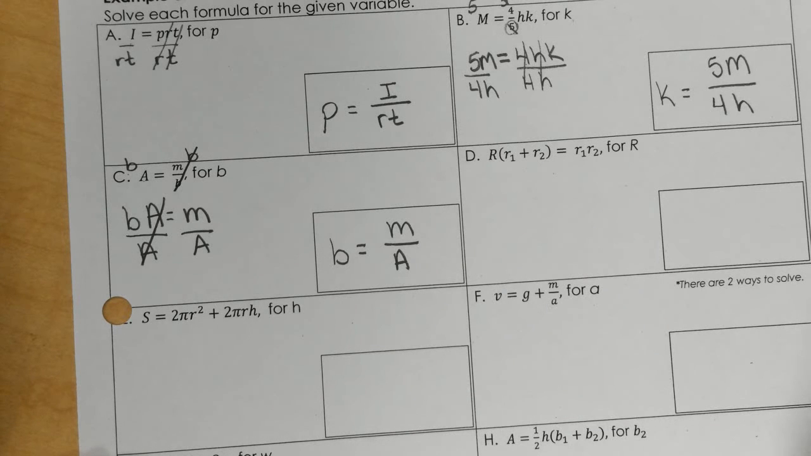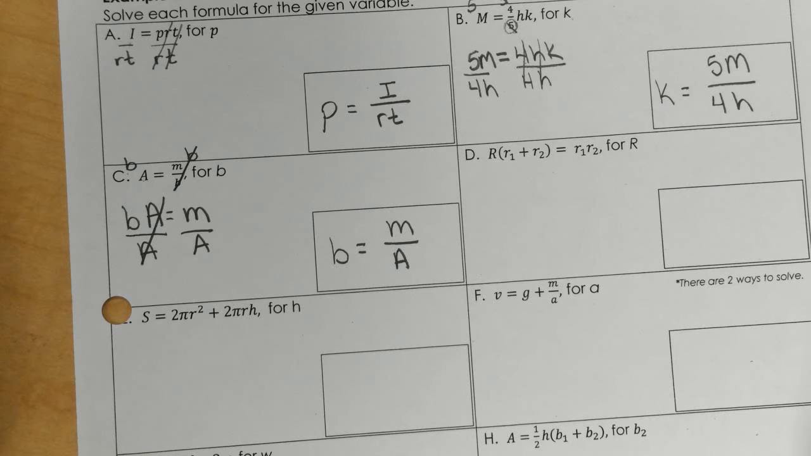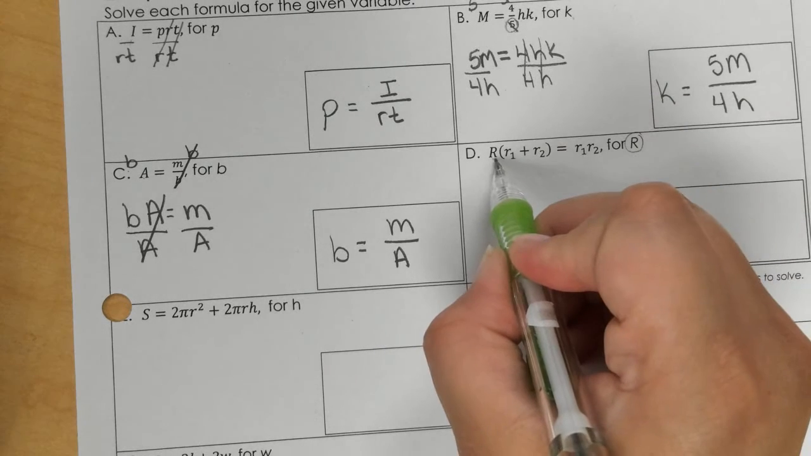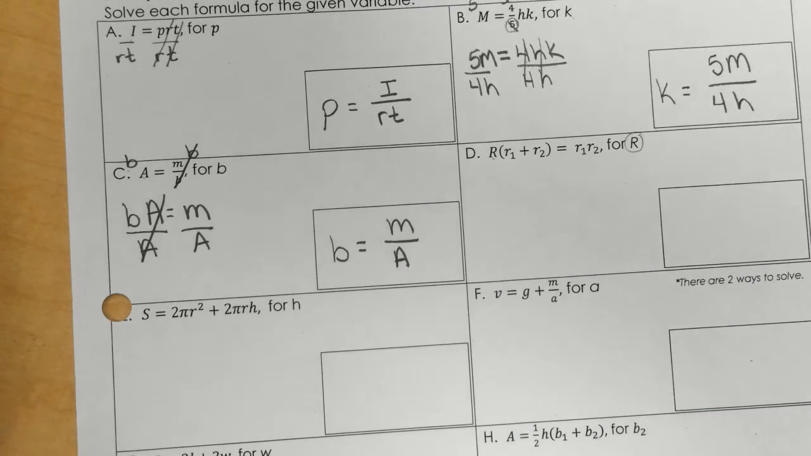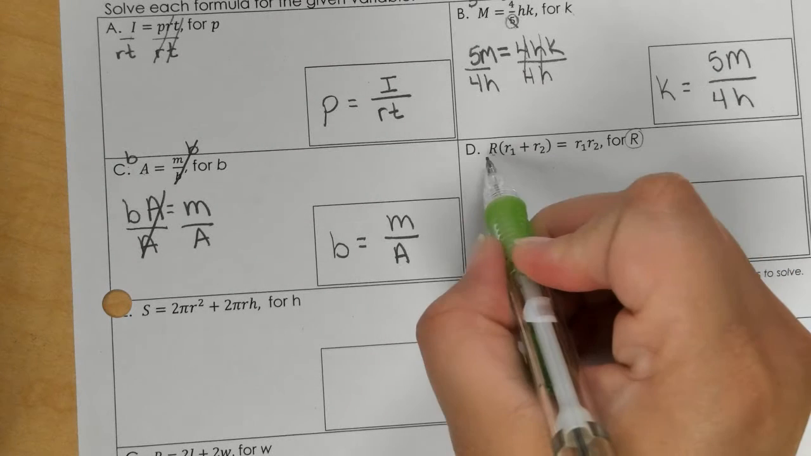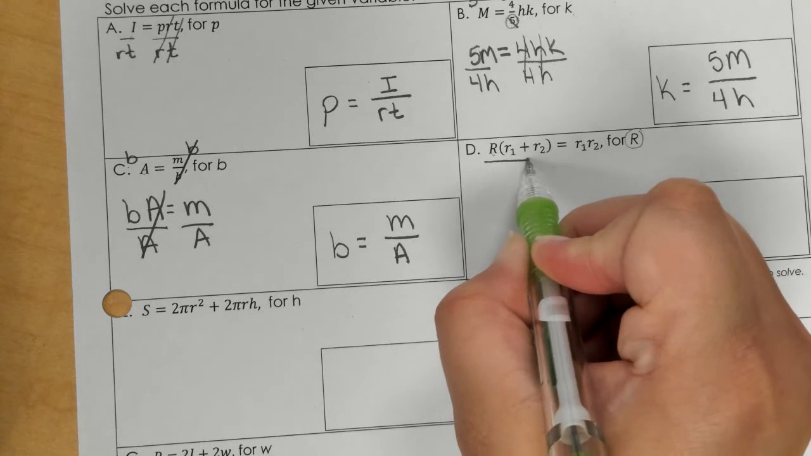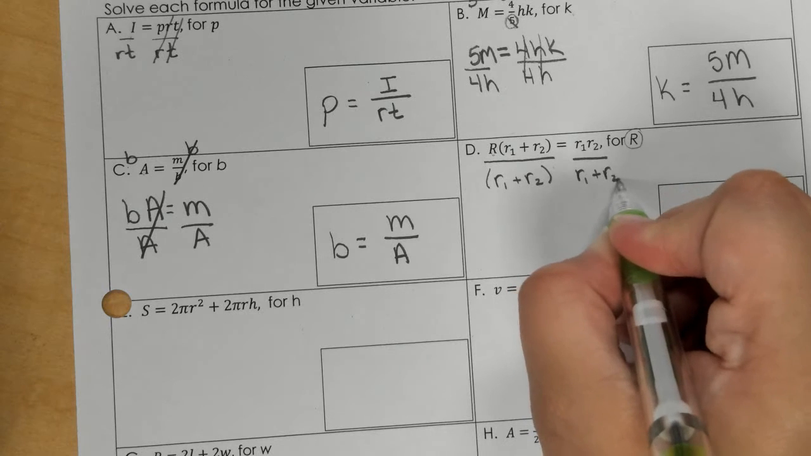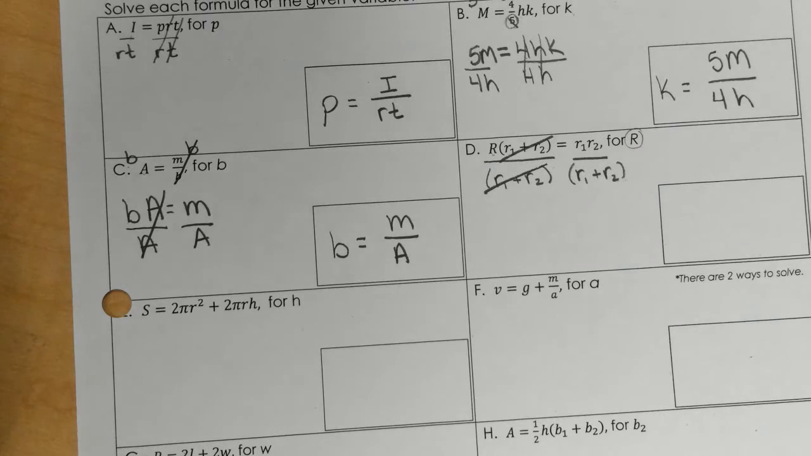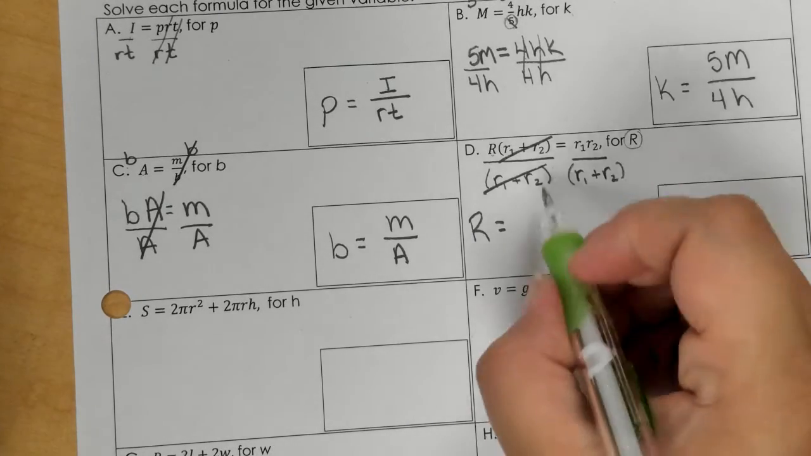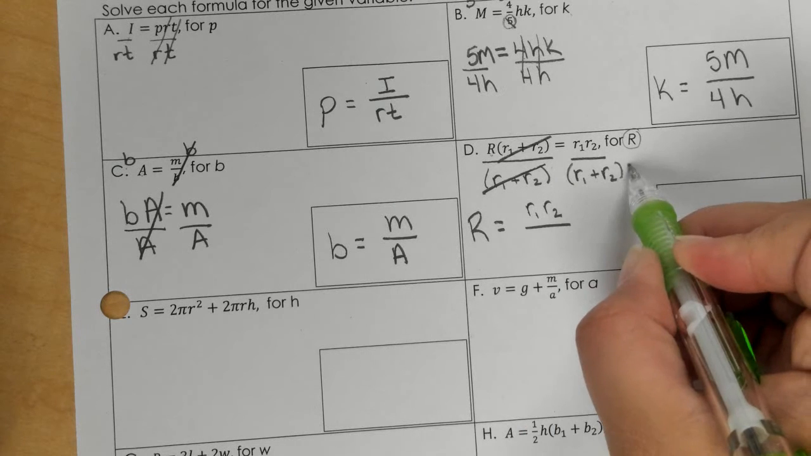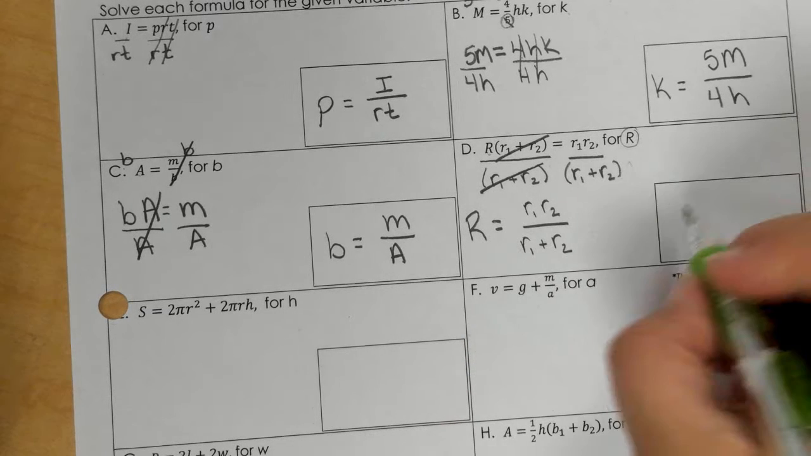For letter D, it looks like there is a typo here. So let's see. No, I guess it is right. For this one, if we want the capital R by itself, you have to think of this as capital R times the quantity R sub 1 plus R sub 2. If this is multiplication, like R times this whole quantity, you want to divide both sides by that whole quantity. Then that whole quantity cancels out, leaving us with capital R. Over here we've got R sub 1 times R sub 2. When you rewrite the quantity, if there's nothing in front of it or behind it, you can drop the parentheses. So that would be our final answer there.